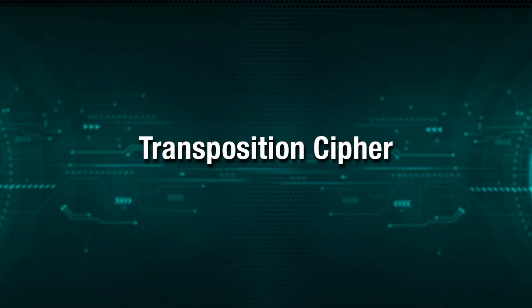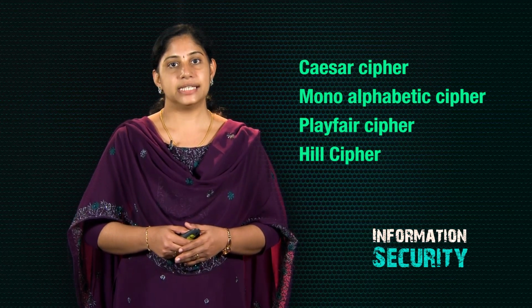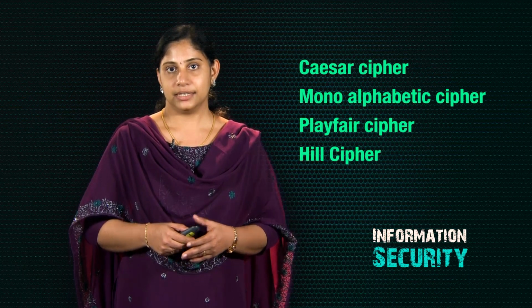Transposition cipher. The commonly used substitution methods such as Caesar cipher, monoalphabetic cipher, Playfair cipher, Hill cipher, etc. were discussed previously. Here, the goal is to create some confusion so that a cryptanalyst or intruder cannot easily identify the original text and key from a ciphertext.